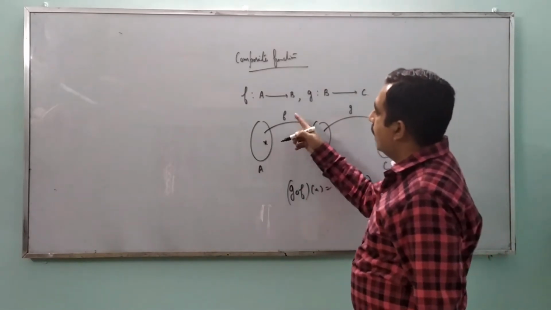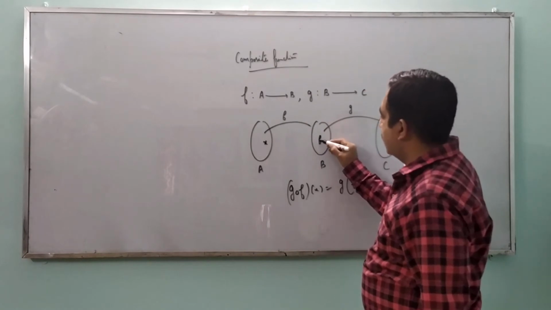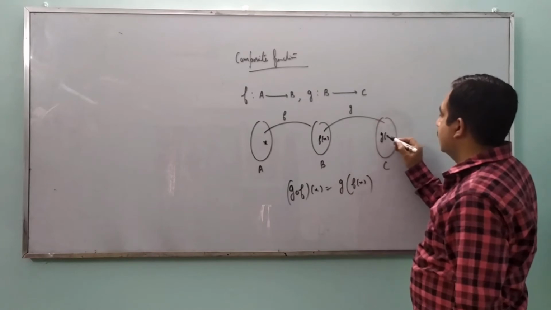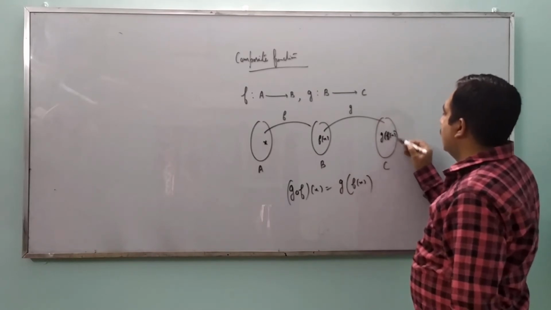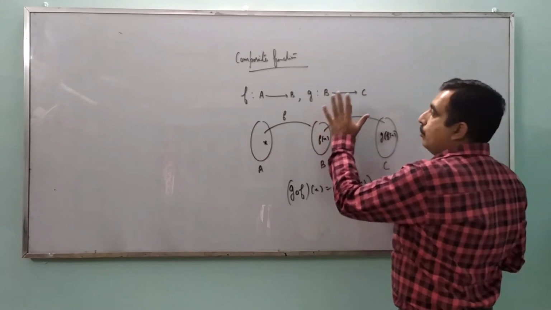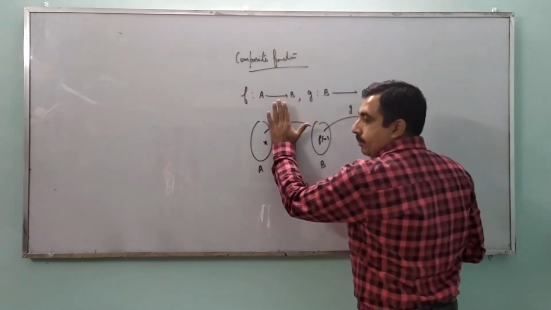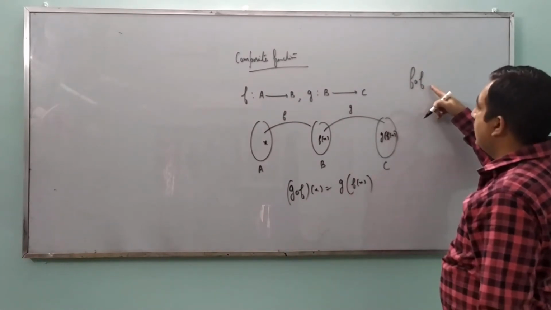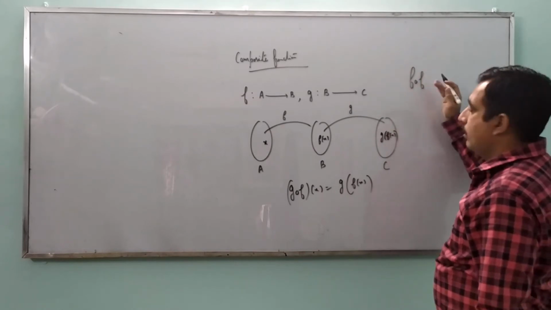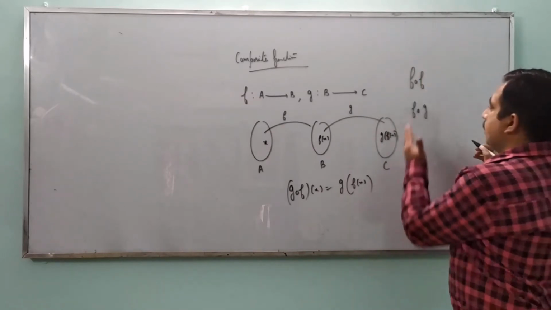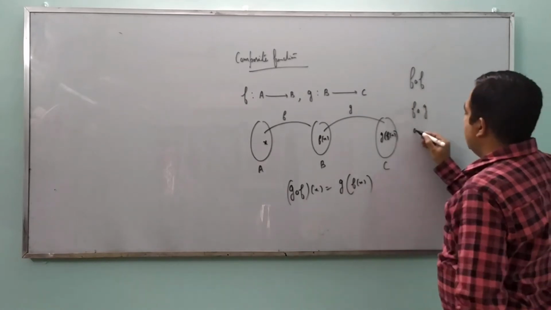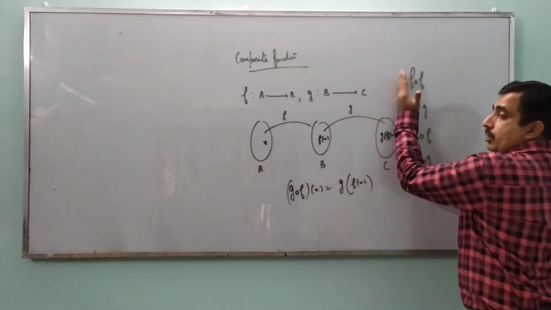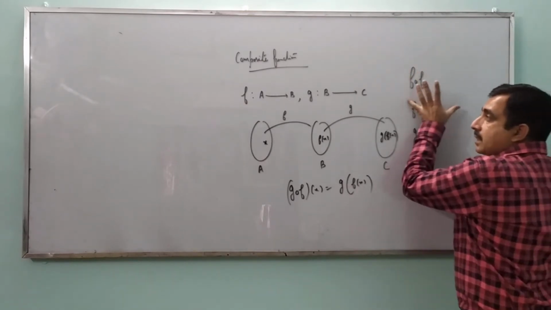Here, x, f operated on x, I'll get f of x. On f of x, g operated, I'll get g of f of x. So a composite function is a function in which one function operates on a second function. Like if I write f of f, it means f operated on f. F of g means f operated on g. G of f, g of g. When one function operates on a second function, that is called a composite function.